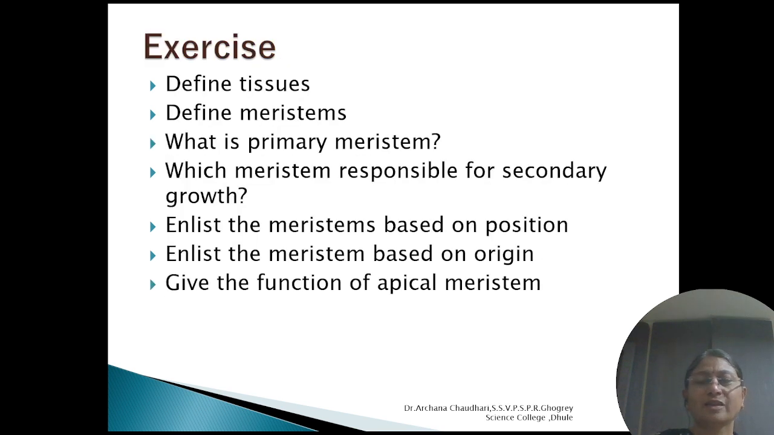So friends, we learned today about the primary permanent tissues as well as the meristematic tissues and their subtypes. See, this is the exercise for you. Do this exercise very well. Define tissues, define meristems. What is primary meristem? Which meristem is responsible for secondary growth? Enlist the meristems based on position. Enlist the meristems based on origin, and also give the function of apical meristem.